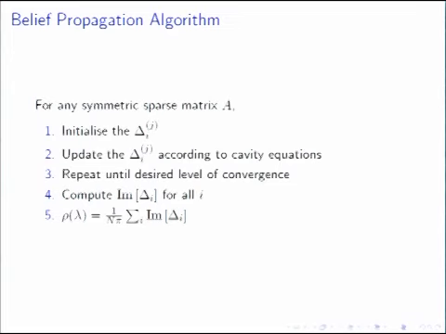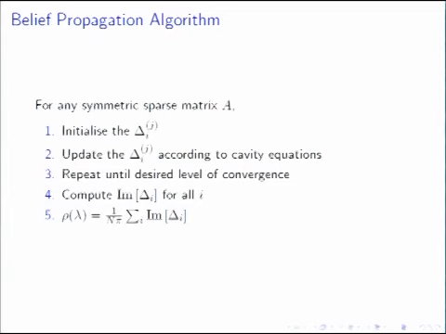Computer science people have done an awful lot of work on belief propagation algorithms, and they're very robust. There's a really wide range of situations where they converge very quickly. From that, we can compute the real variances and recover rho simply from this formula.